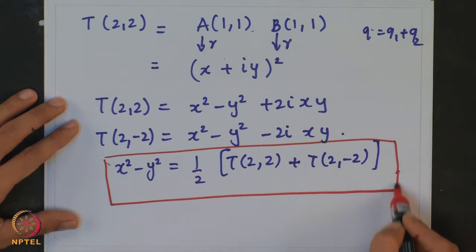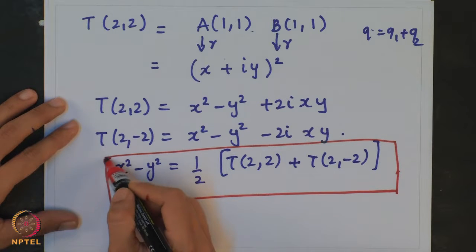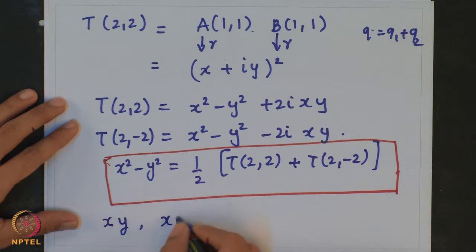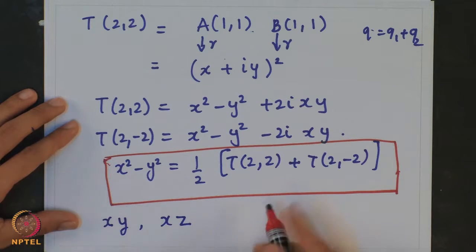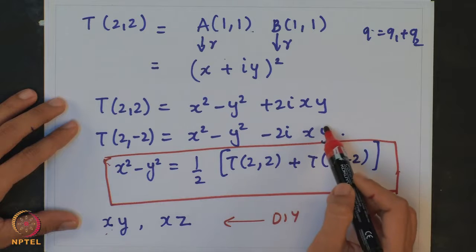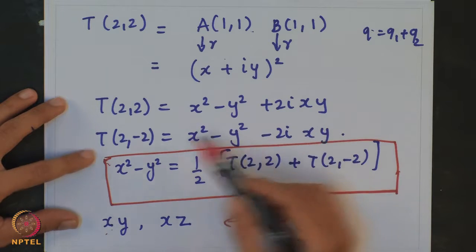In a similar manner, using the same line in the same stream, you can calculate the values of x, y and x, z. So, this is another DIY. Okay. You can do this. You have to make some guesses. Now, x and y you can see directly from here. I can subtract the two and obtain it.